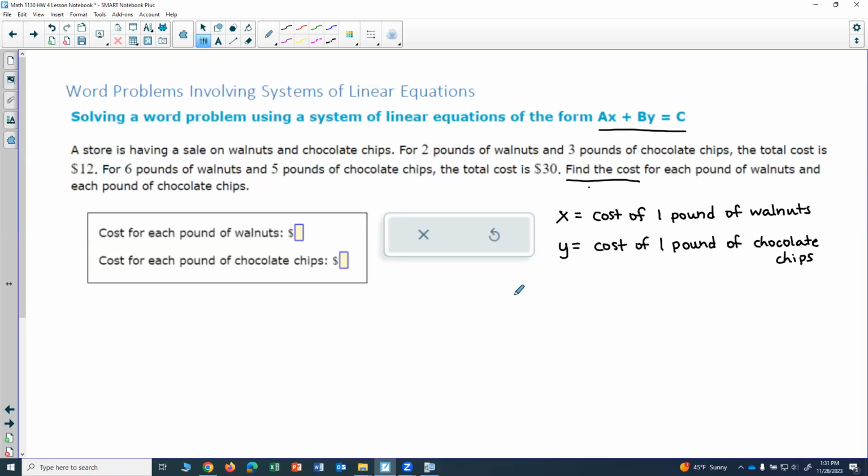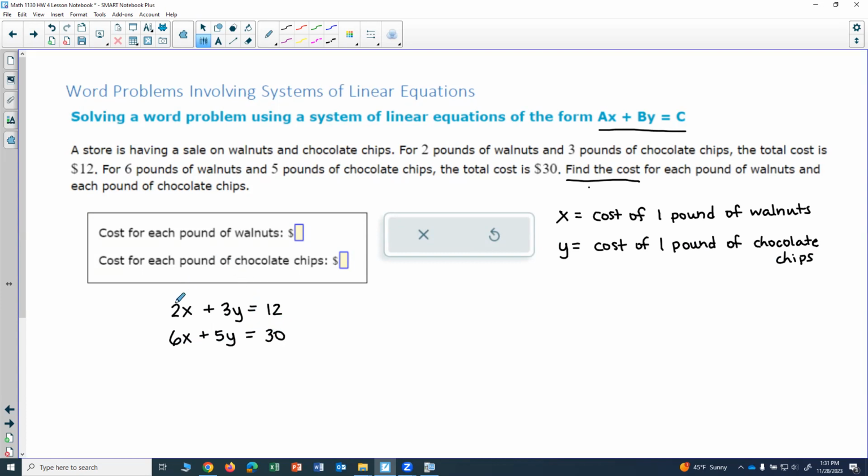Now you want to set up a system of equations. For 2 pounds of walnuts, so that would be 2x, and 3 pounds of chocolate chips, plus 3y, the total cost is $12. For 6 pounds of walnuts and 5 pounds of chocolate chips, so 6x plus 5y, the total cost is $30.